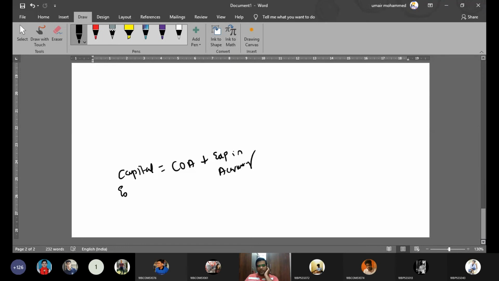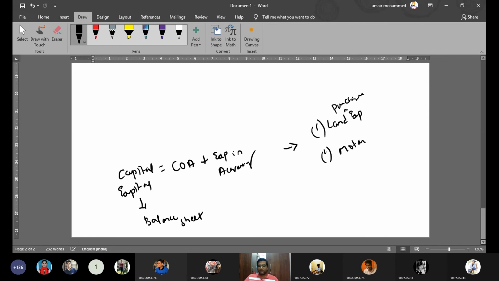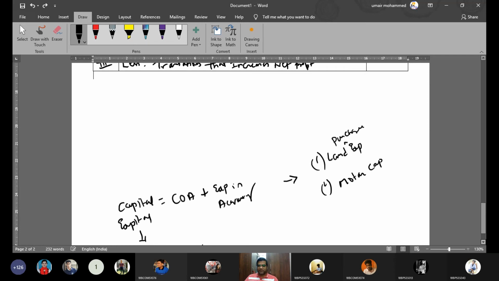So where do we record capital expenditure? Capital expenditure should be recorded in the balance sheet. So in this question, what we just went through, there are two transactions related to capital expenditure. One is expenses in connection with land purchase. Second is motor car. And we have treated both as capital expenditure.